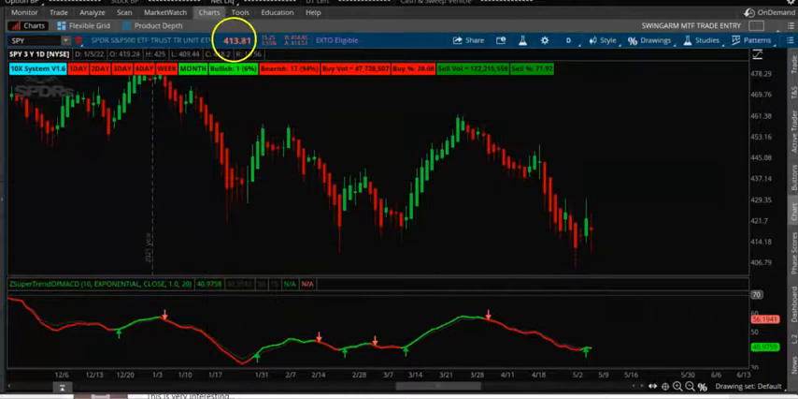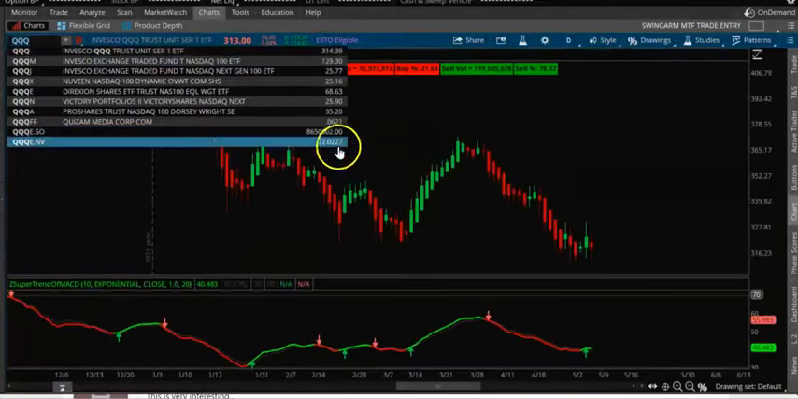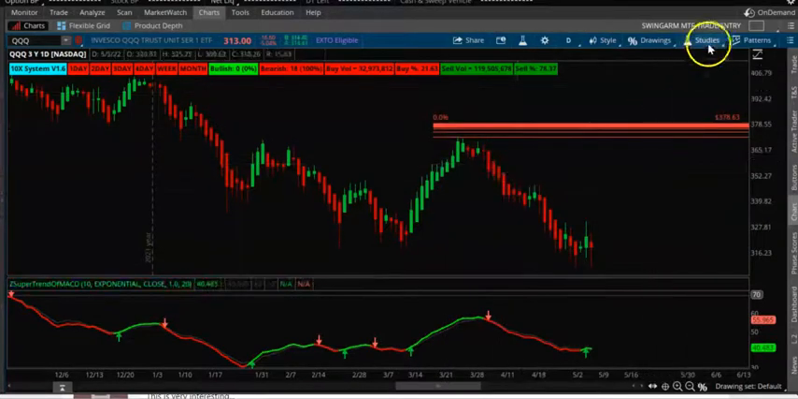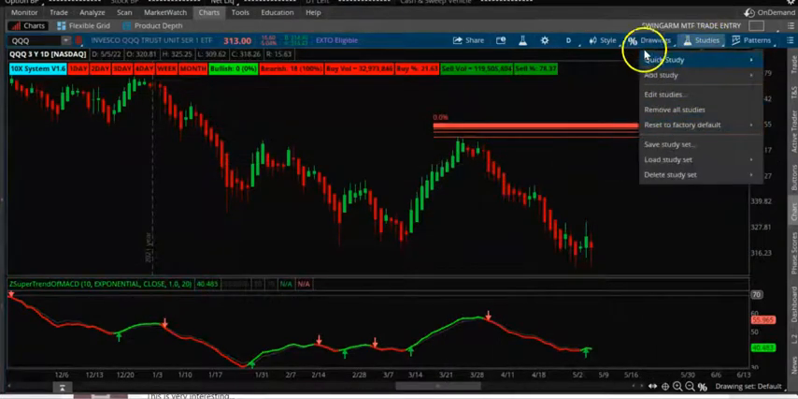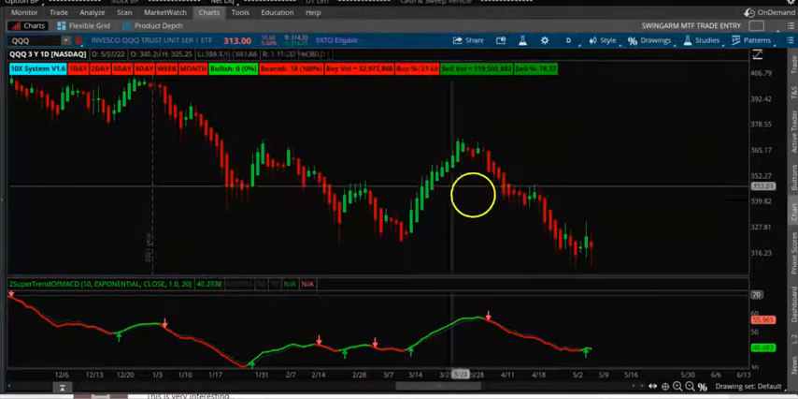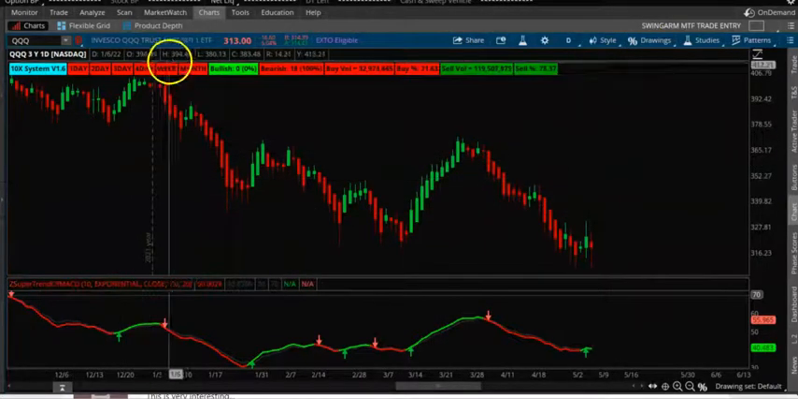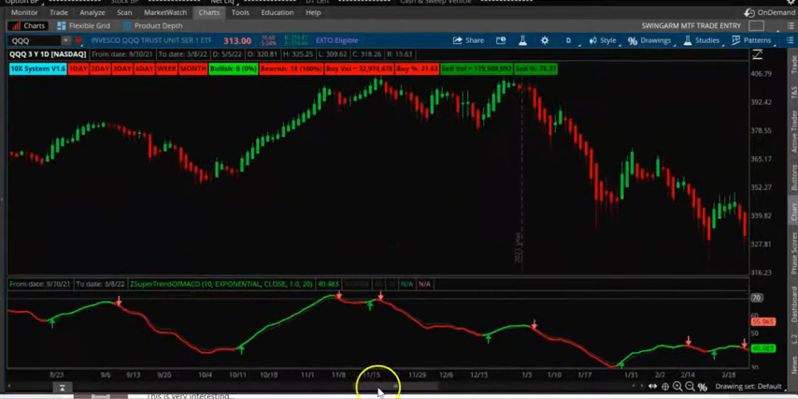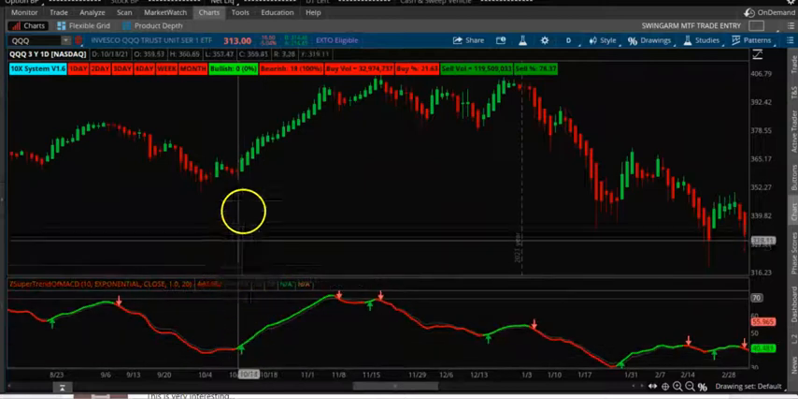there's basically a drop. So let's look at QQQ. QQQ also is indicating a buy signal. Okay, so this can be used to confirm your trades.